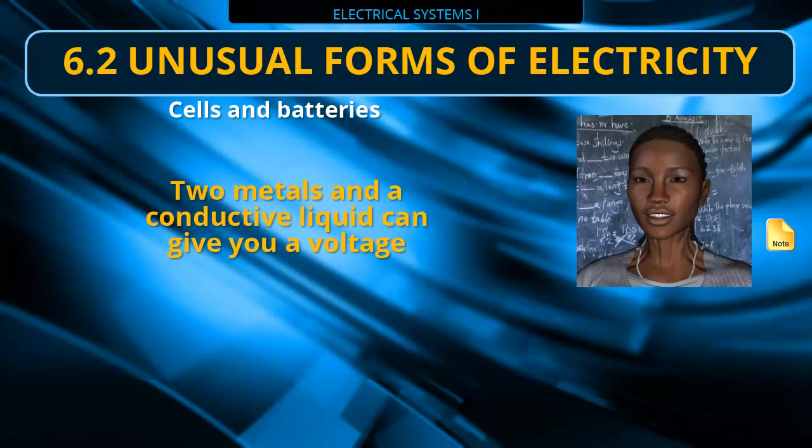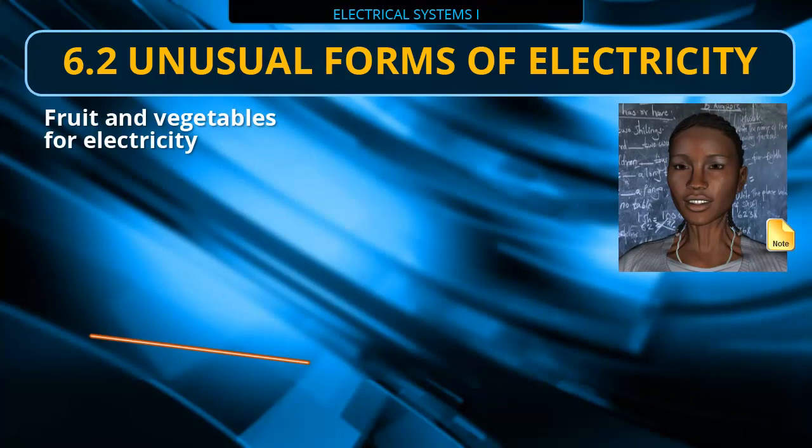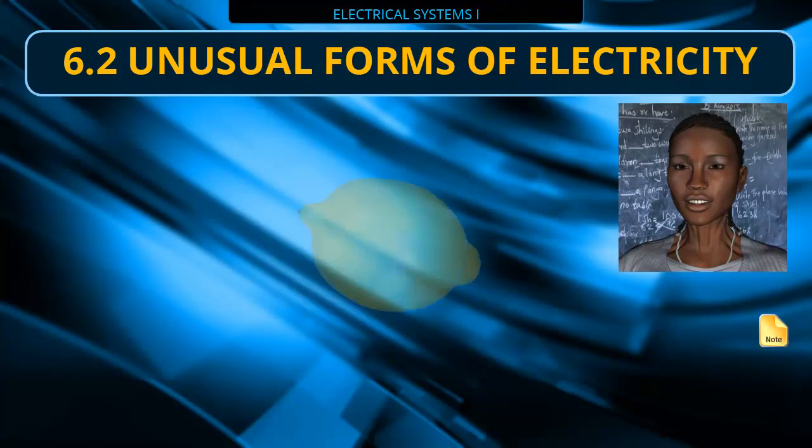Volta found out that 2 metals and a conducting liquid can give out a voltage. Acids are conducting liquids and they are sour. What can you think of that contains an acid? What about a lemon? We will use a piece of copper wire, a piece of iron wire, and a lemon.